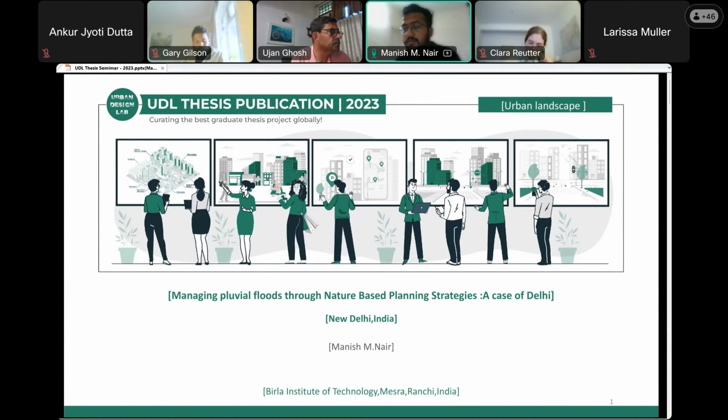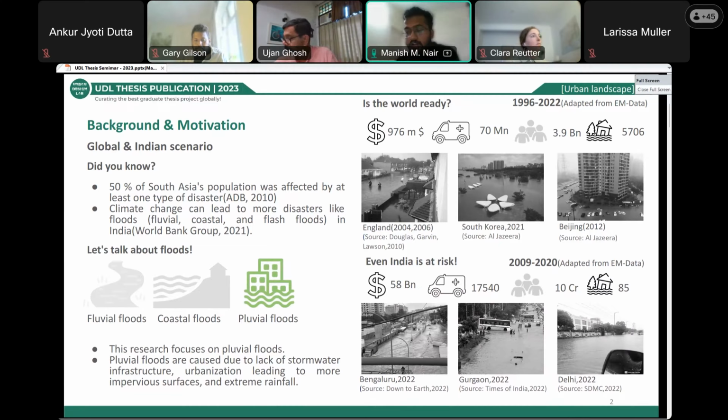According to these reports, every year one type of disaster has affected around 50% of South Asia's population. And some studies also show that climate change has been increasing the occurrence of floods. Now, obviously, everyone here knows what a flood is and how it occurs, so I will not be getting into the detail. But simply, there are three types: fluvial, which occurs when rivers swell; coastal, which occurs due to cyclonic storms; and pluvial floods caused due to issues related to urbanization. So this research also focuses on the last one.